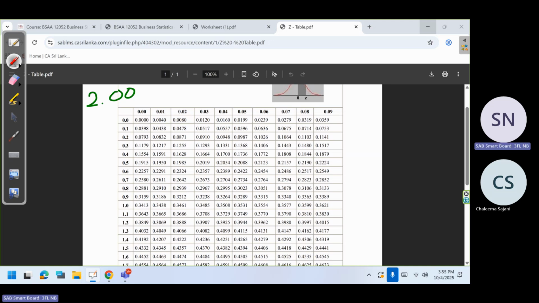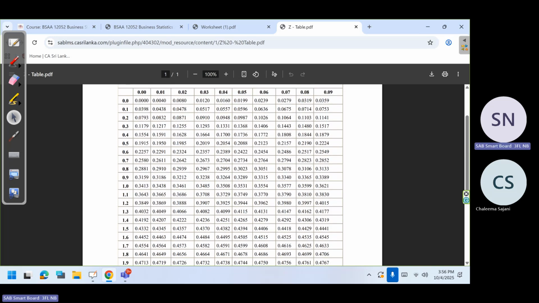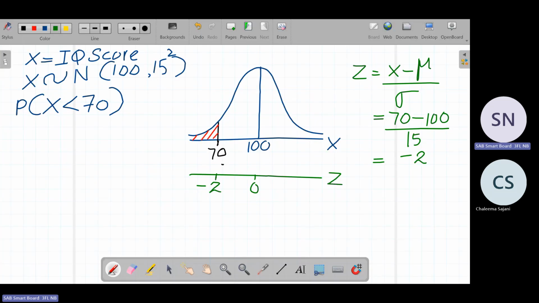Then how do we find it? 2.0 we find in the first column. Then the second decimal place is 0, so we find the 0 in the first row. And then you have to find the probability value. Here we are at 2.0, here 4772, here 0. Then what is the probability? 0.4772. Understood?